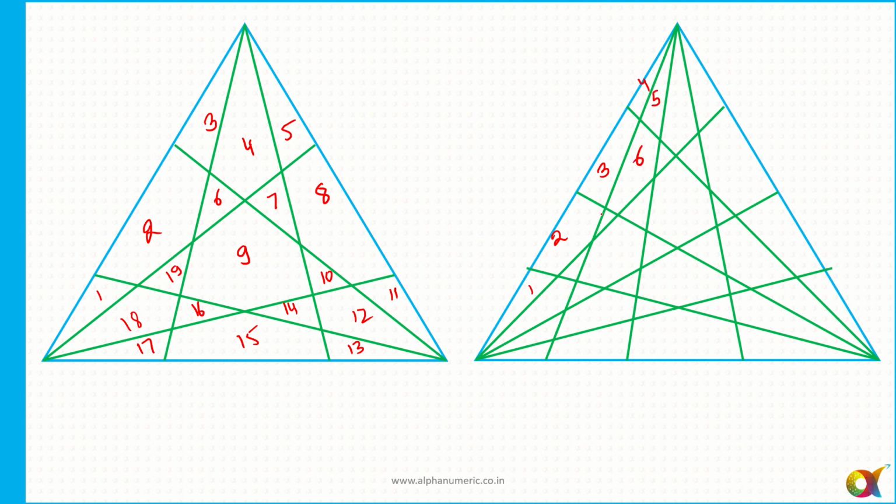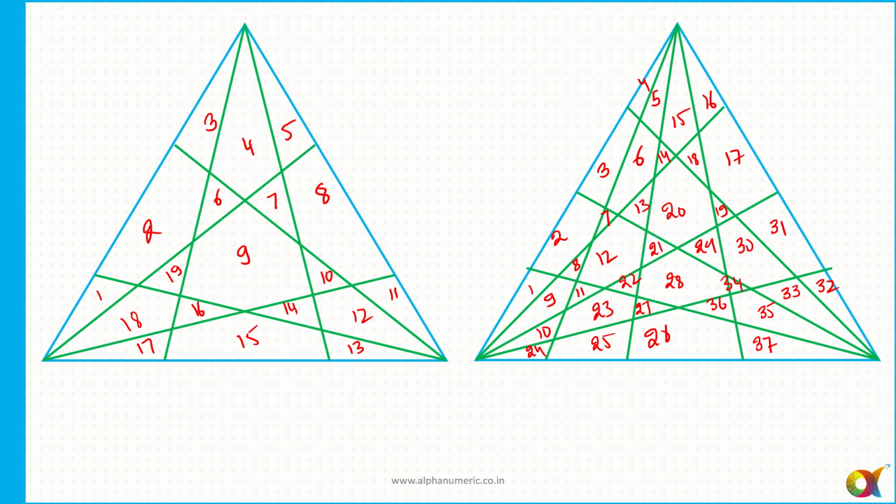This is 7th, 8th, 9th, 10th, 11th, 12th, 13, 14, 15, 16, 17, 18, 19, 20, 21, 22, 23, 24, 25, 26, 27, 28, 29, 30, 31, 32, 33, 34, 35, 36, and 37. So in all, a total of 37 regions are there.